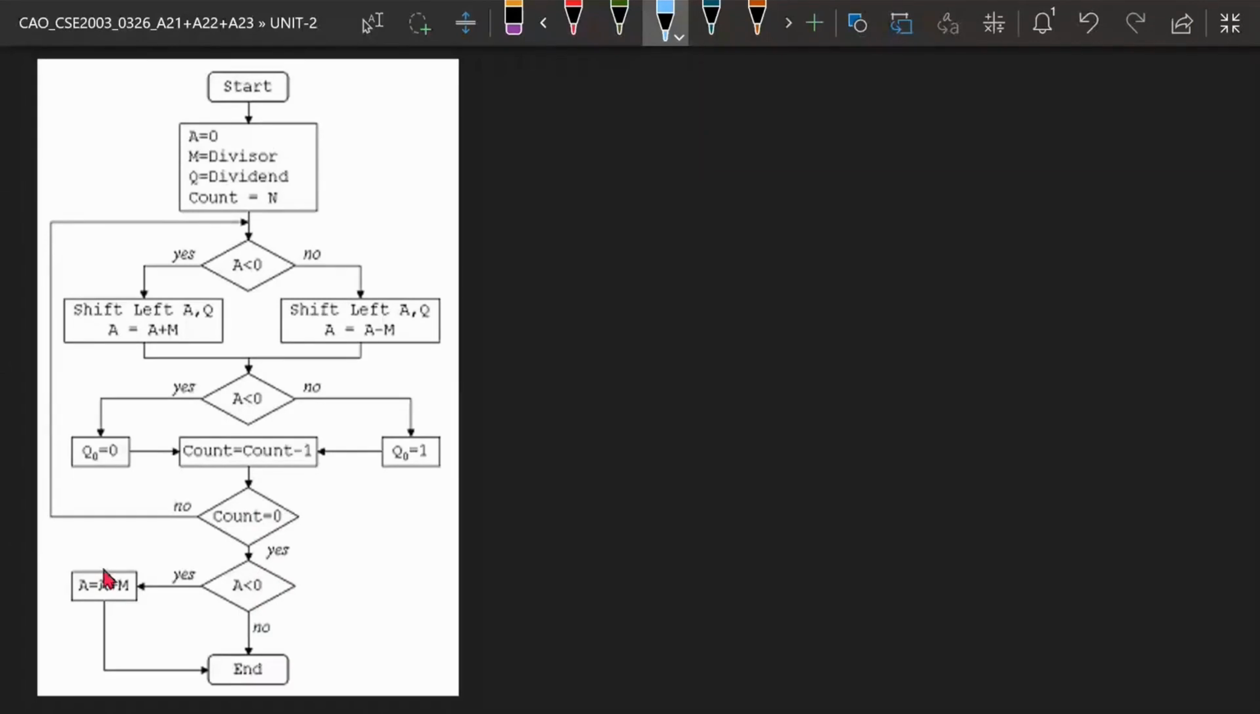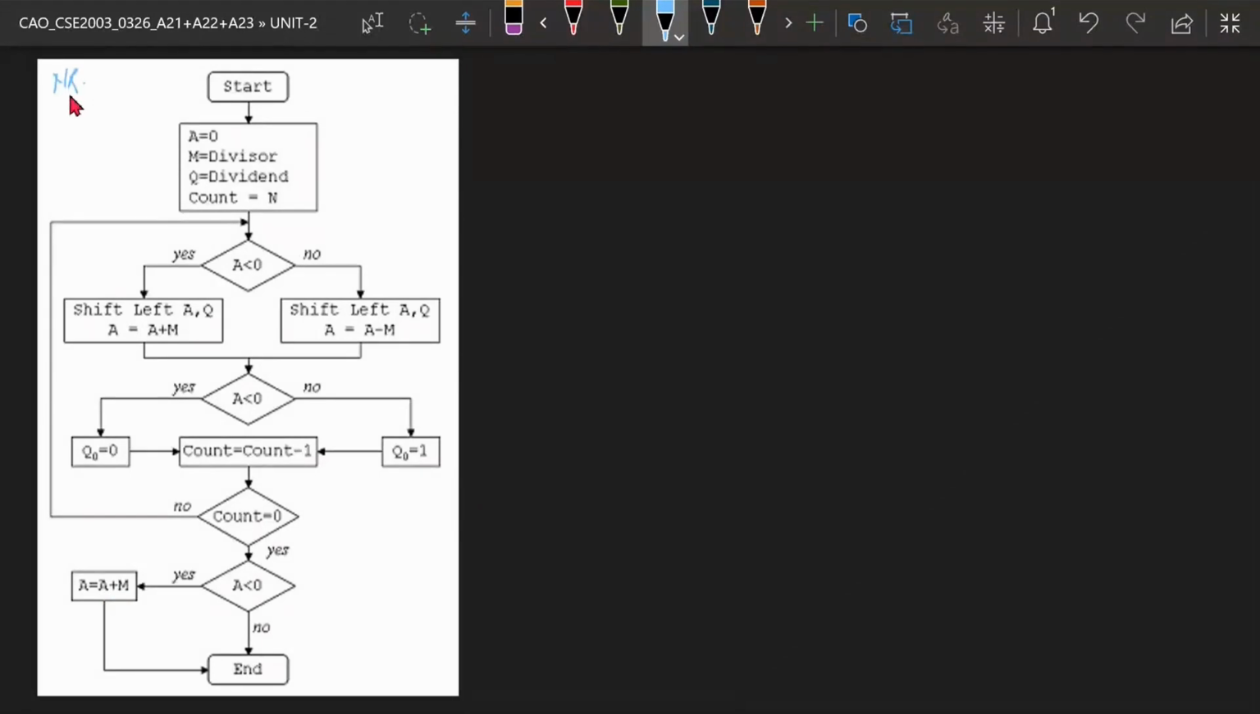This is basically non-restoring. Once we do the addition or subtraction, we are not restoring the A value. At the last, we add the M value to A. We are not checking in between, so we are not using the restoring concept. That's why it is called the non-restoring algorithm.